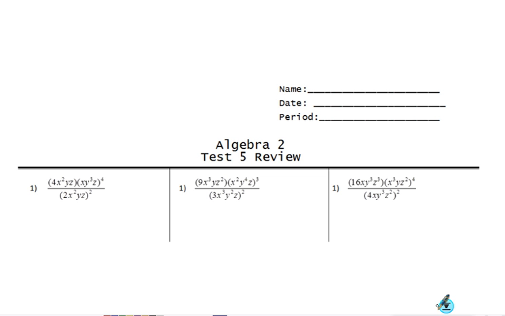Alright, well, welcome to Algebra 2 Test 5 review. This is the Rational Expressions test. If you're here to redo the test, I appreciate you being here, putting in the time to raise your grade. Again, this isn't punishment. You didn't do anything wrong. We're just trying to help you raise your grade by redoing this test that maybe you didn't score too well on.